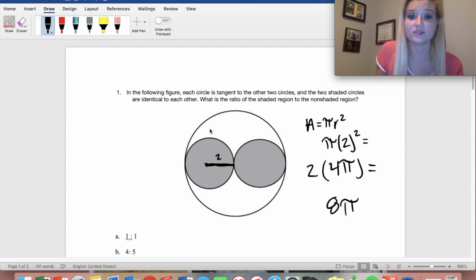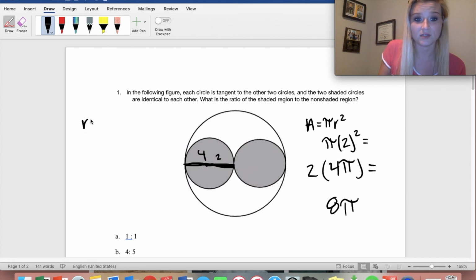Now we have to figure out the area of the non-shaded region of the circle. To do that, we have to get the area of the entire circle and then subtract the shaded part that we just found. So the area of the whole circle, if the radius of one of the smaller ones was 2, that means the diameter is 4, and the diameter of one of the smaller circles is the radius of the bigger circle. So that means our radius for the entire circle is going to be 4. So it's going to be 4 squared pi, which is 16 pi.